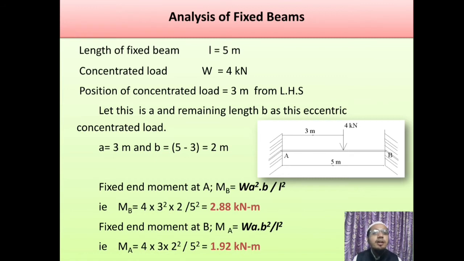So by substituting the values, we will get MA equals 1.92 kilonewton meter. Okay. So you can observe MA is less than MB, or MB has a larger value than MA. So why is it? Yes, it is because of eccentric or concentrated loading.